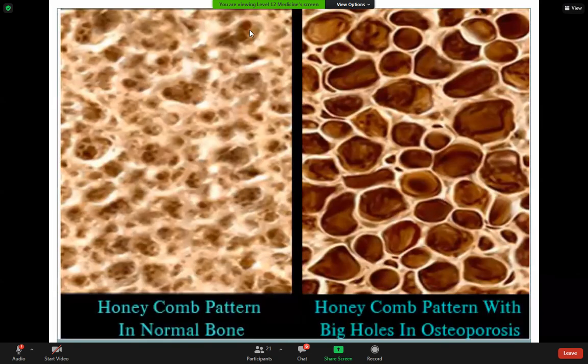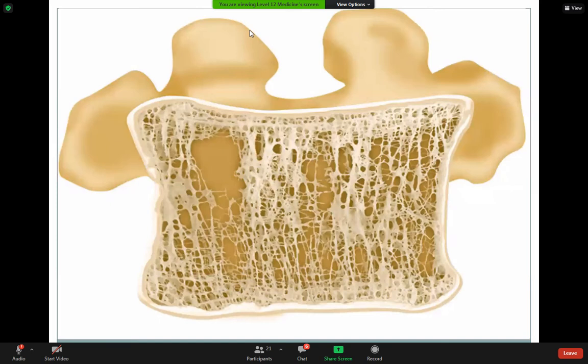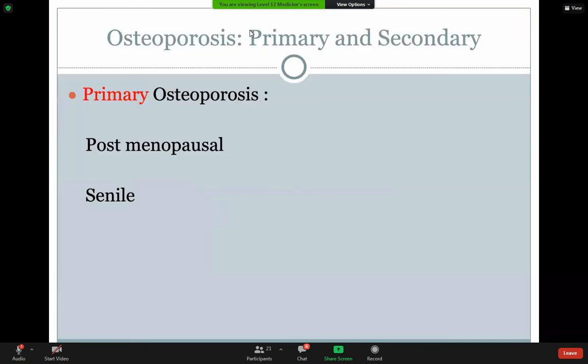If you look at a section of bone, on the left side, this is the normal honeycomb pattern. On the right side, you see the honeycomb pattern with big holes in osteoporosis. So you can see how it has less density. And this is what a section in a vertebra looks like in osteoporosis. You can see the decreased density, the big holes, and you can see why they have decreased bone strength and are easy to fracture.